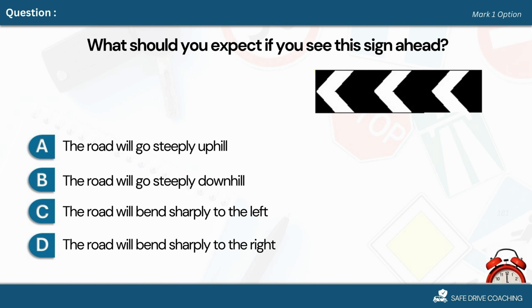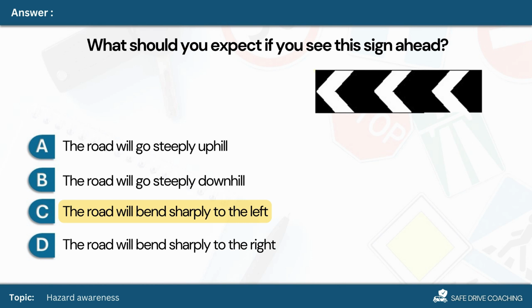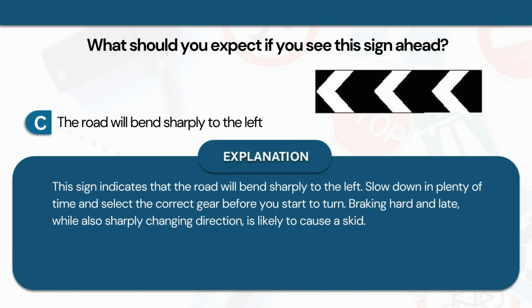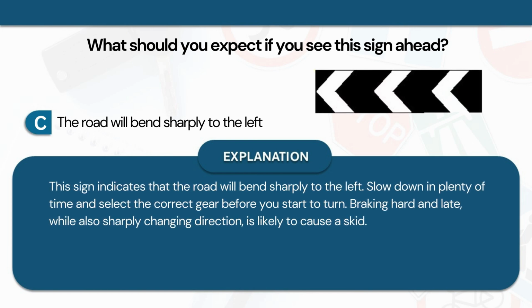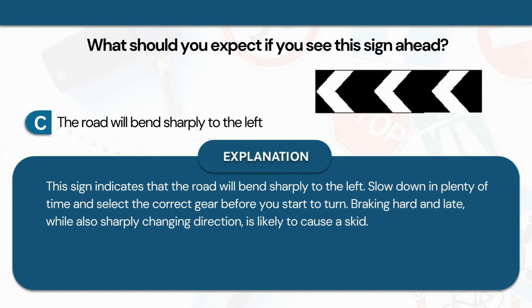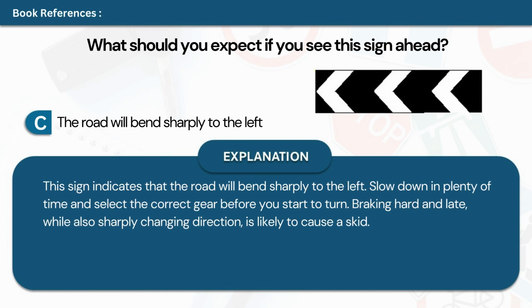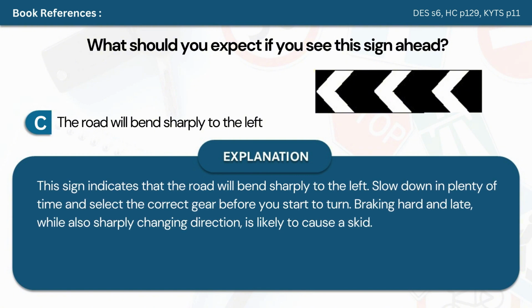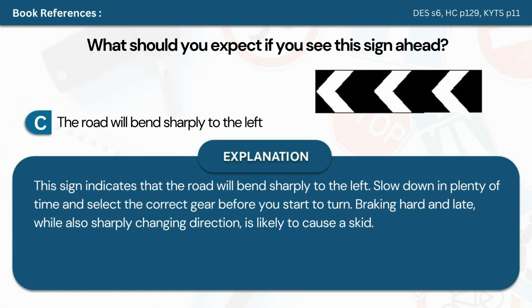The correct answer is C. The road will bend sharply to the left. This sign indicates that the road will bend sharply to the left. Slow down in plenty of time and select the correct gear before you start to turn. Braking hard and late, while also sharply changing direction, is likely to cause a skid.